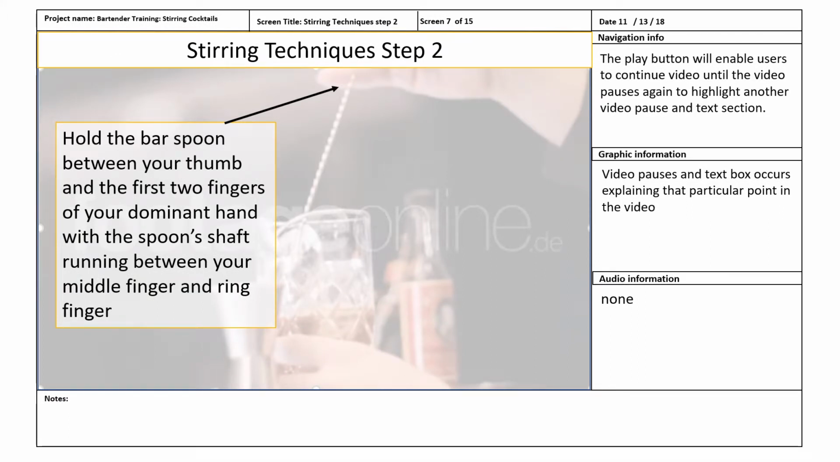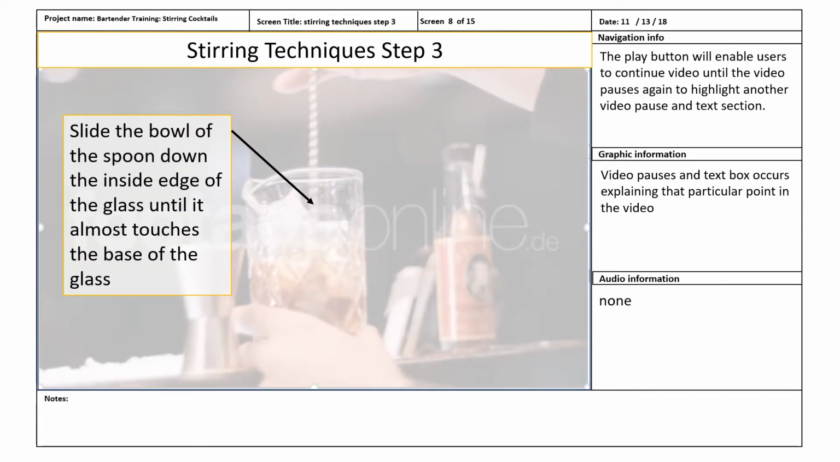The movie pauses a second time to highlight the second step in the stirring process. As a side note, at this point in the video, we want to make sure the video really zooms in on the hands holding the spoon to show the correct grip. Again, the play button then appears to continue.